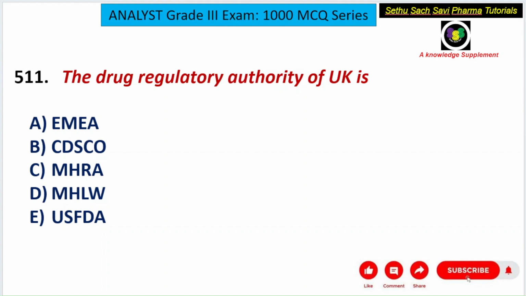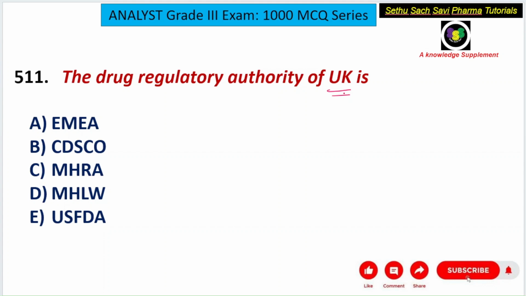So this question is taken from the industrial pharmacy subject which is given in the syllabus. So the question is: the Drug Regulatory Authority of UK. A choice EMEA, B choice CDSCO, C choice MHRA, D choice MHLW, and E choice US FDA.